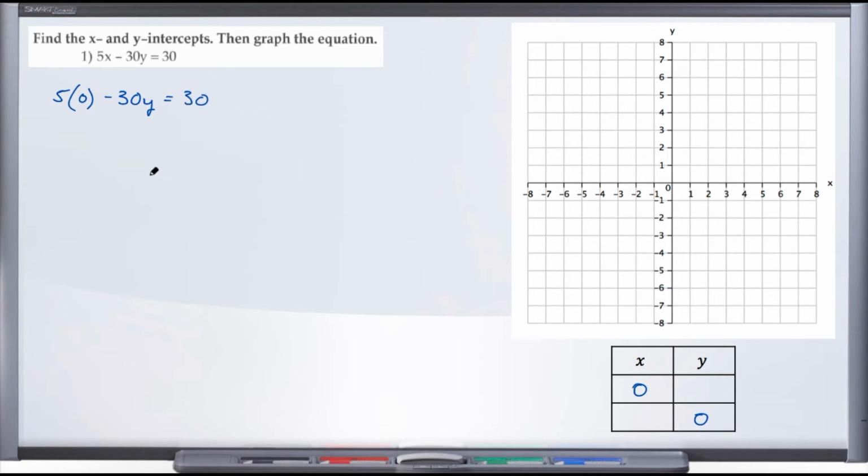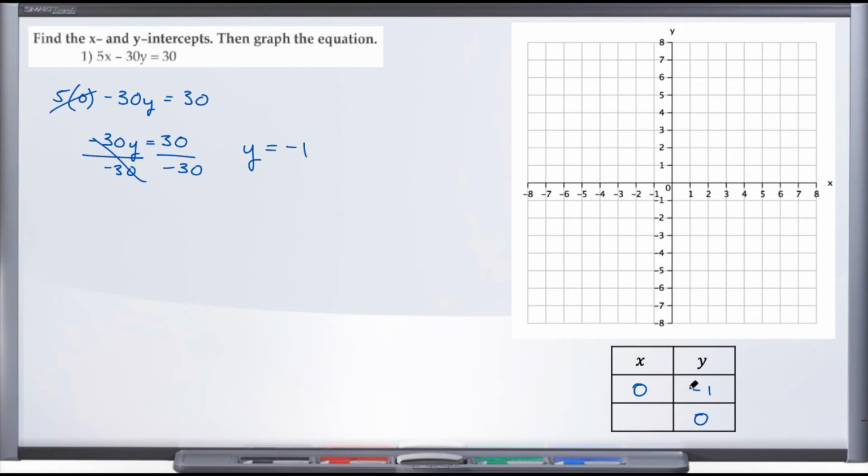Then go ahead and evaluate this equation just like you would any other time. 5 times 0, well, that's 0, so that just goes away. And so we're left with negative 30y equals 30. Now solving for y algebraically, we'll divide by negative 30 on both sides, and that's going to leave us y equals negative 1.